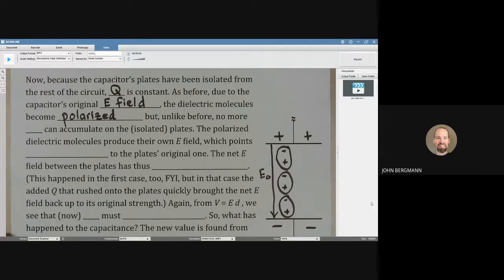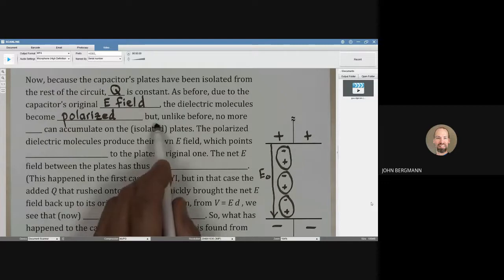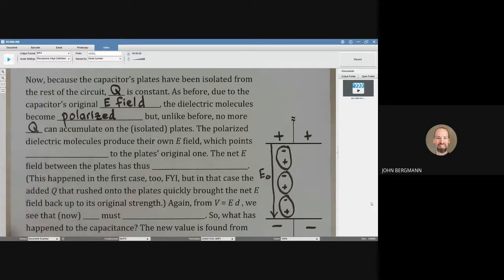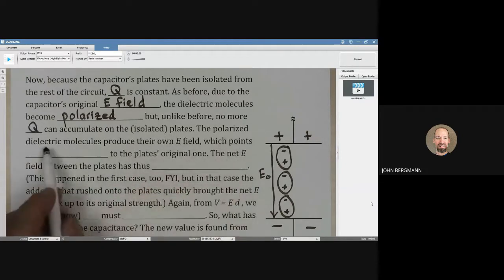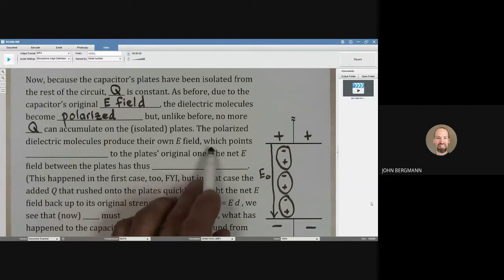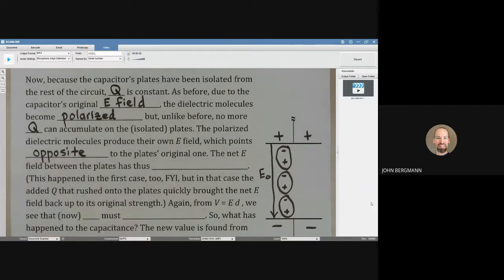Before, when the capacitor was still hooked up to the battery, that induced more charge to accumulate on the plates, but now that can't happen because the capacitor has been isolated. So that's what it says right here. But unlike before, no more Q can accumulate on the isolated plates. The polarized dielectric molecules produce their own electric field, which points opposite to the plate's original one.